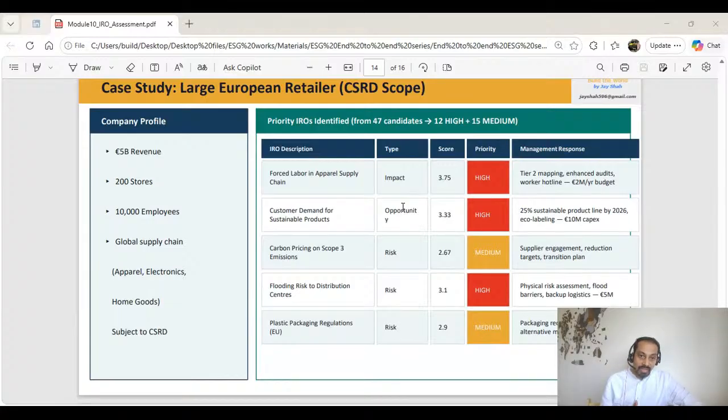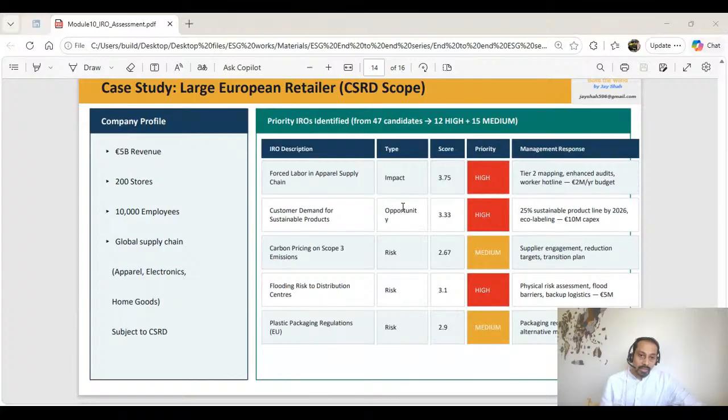Third IRO is the carbon pricing on scope 3 emissions. So here the risk score of 2.67, medium priority. Why not high? Because while the magnitude is moderate, around 25 to 125 million potential cost increase, the supplier engagement program, reduction target, transition plan, those kinds of management response they already have. So this one does not need the same immediate resource intensity as the first two.